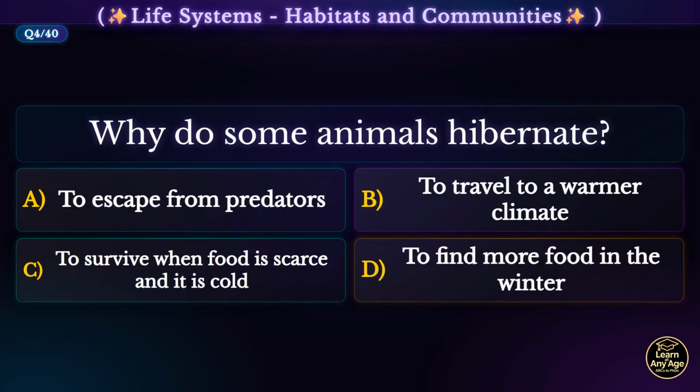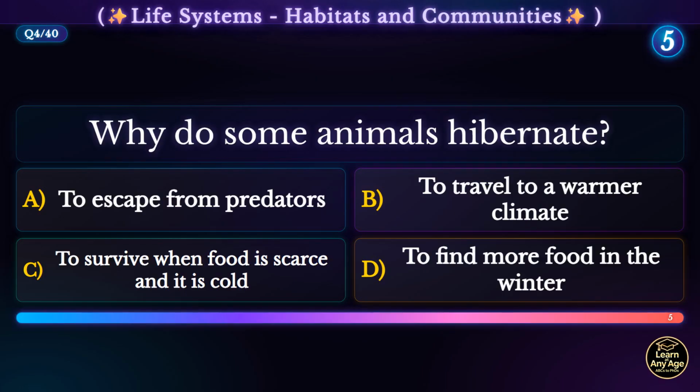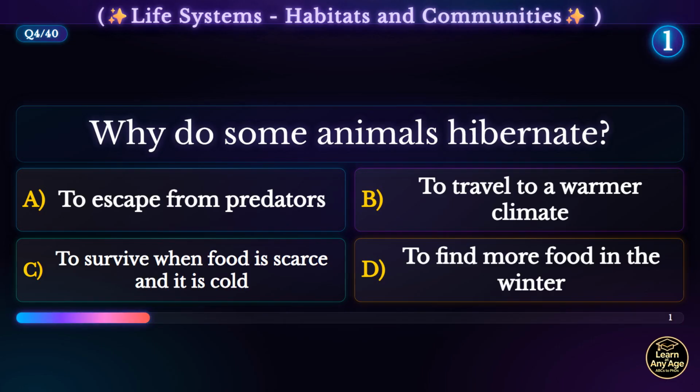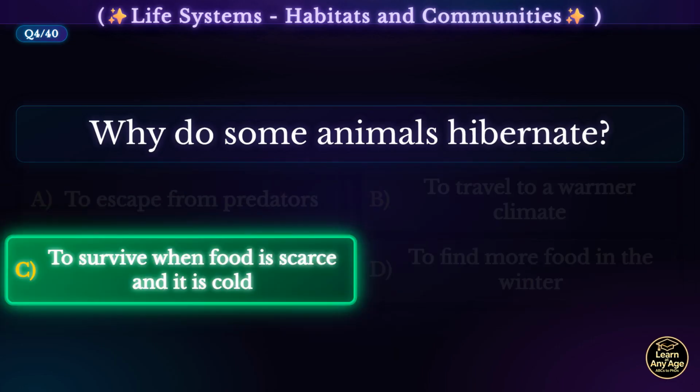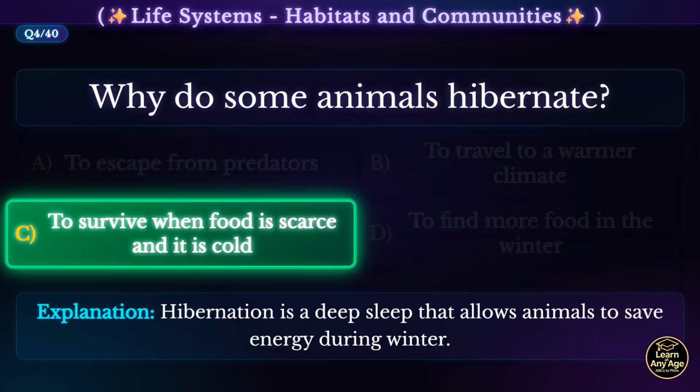Why do some animals hibernate? To escape from predators. To travel to a warmer climate. To survive when food is scarce and it is cold. To find more food in the winter. Hibernation is a deep sleep that allows animals to save energy during winter.